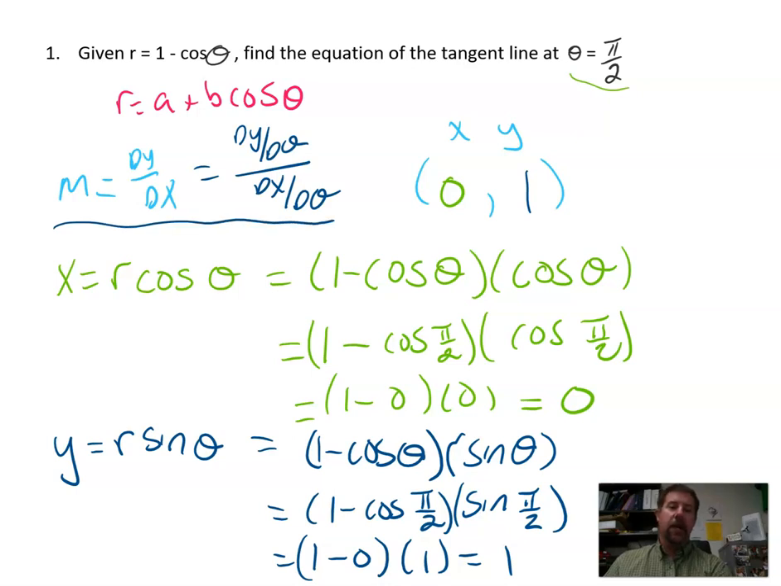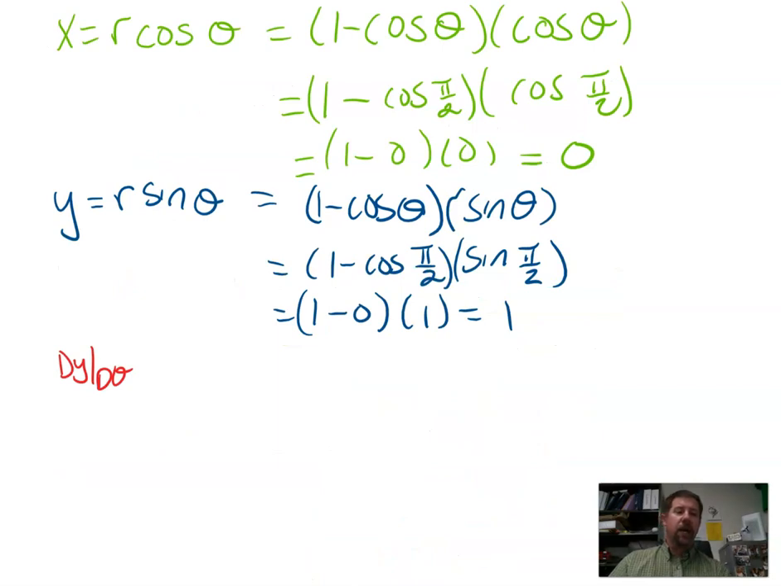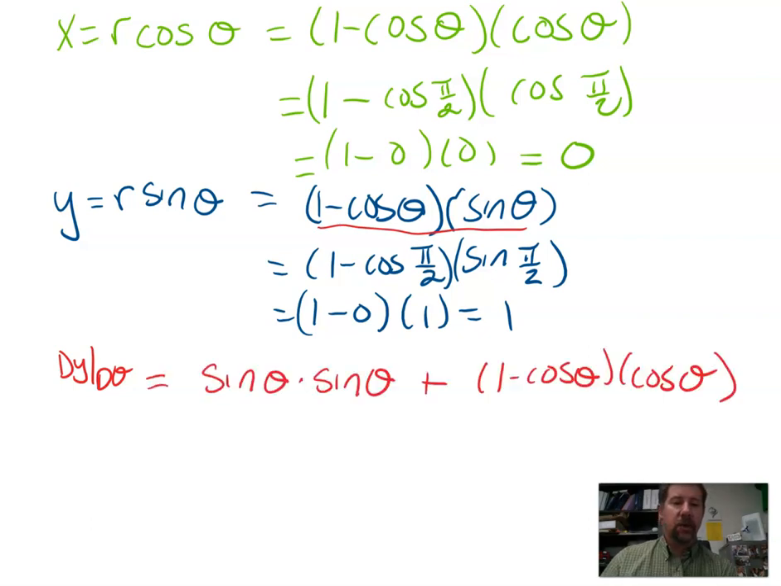To find the slope dy/dx, that's going to be dy/d theta. We take the derivative of y with respect to theta, and then divide that by the derivative of x with respect to theta. To find dy/d theta, because these are being multiplied together, I need to use the product rule. The derivative of 1 minus cosine theta is sine theta, times sine theta, derivative of the first times the second, plus the first, 1 minus cosine theta, times the derivative of the second, cosine theta. And so we get sine theta times sine theta plus 1 minus cosine theta times cosine theta.